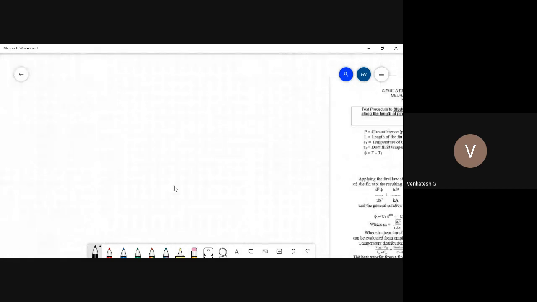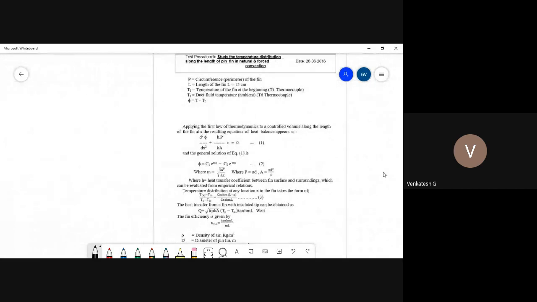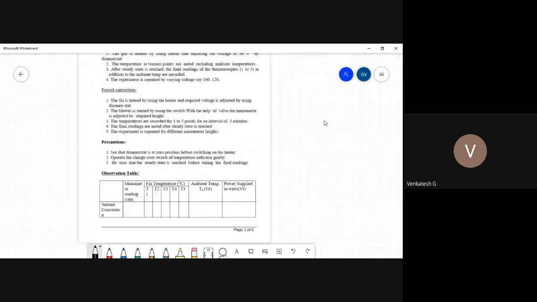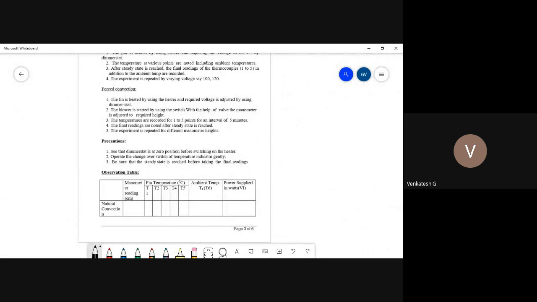Now coming to the observations, what we had observed from the experiment. You can note down in this tabular column. First we performed the natural convection. The fin temperatures we observed are 205, 179, 147, 132, and 122. The ambient temperature is 38 degrees centigrade.